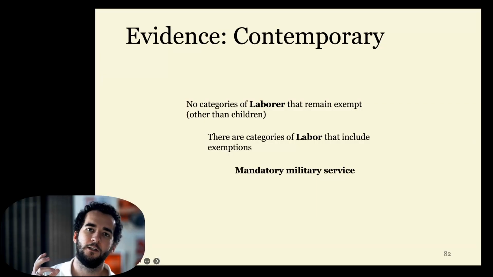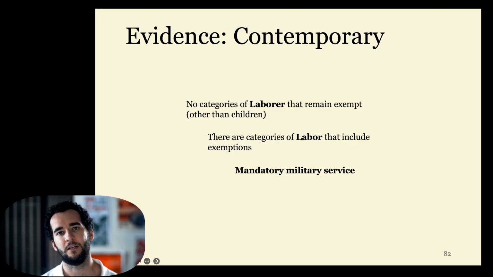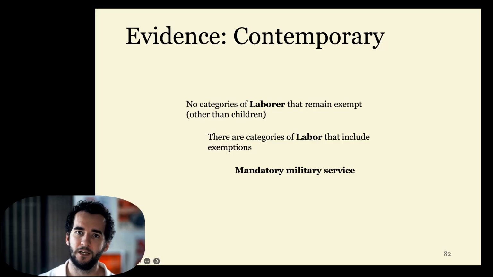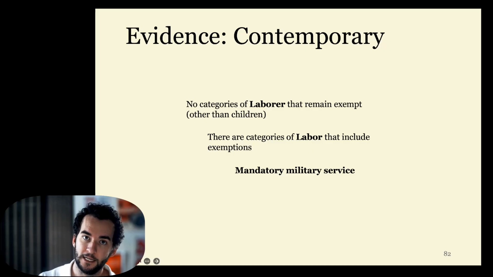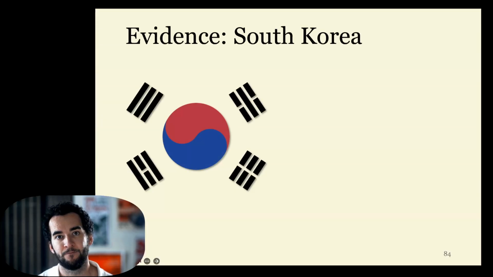So looking for more contemporary examples is a little more difficult because there are no categories of people exempt from labor anymore. That is, other than children, which is my broader point. But there are still important categories of labor that include exemptions. And the example I'm going to show here is mandatory military service. South Korea being a very good example.